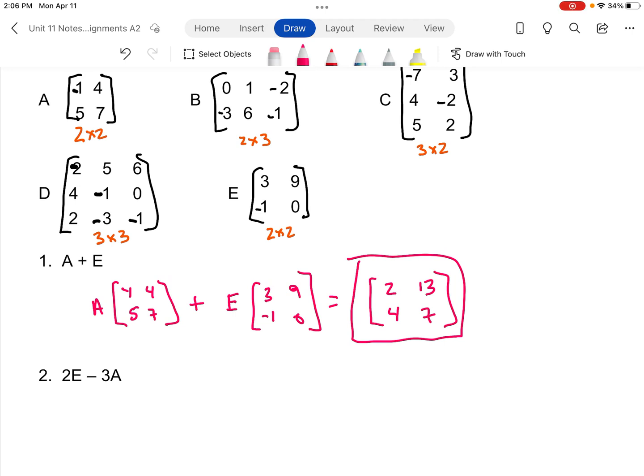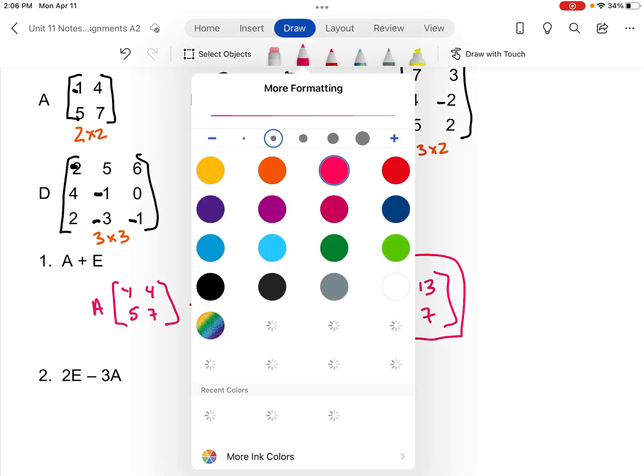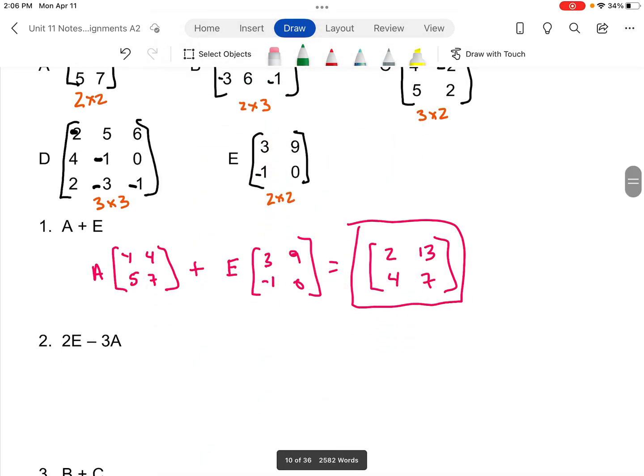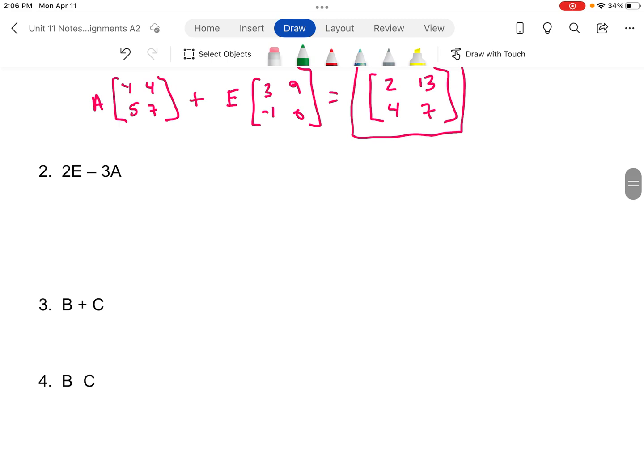All right, let's move on to number 2. Okay, so number 2 says 2E minus 3A. So 2 times matrix E minus 3 times matrix A. Well, E and A are the ones we just used, so they do have the same dimensions, so they can be combined. Okay, so I'm going to write what this looks like. So I'm going to take 2 times matrix E, subtract 3 times matrix A.